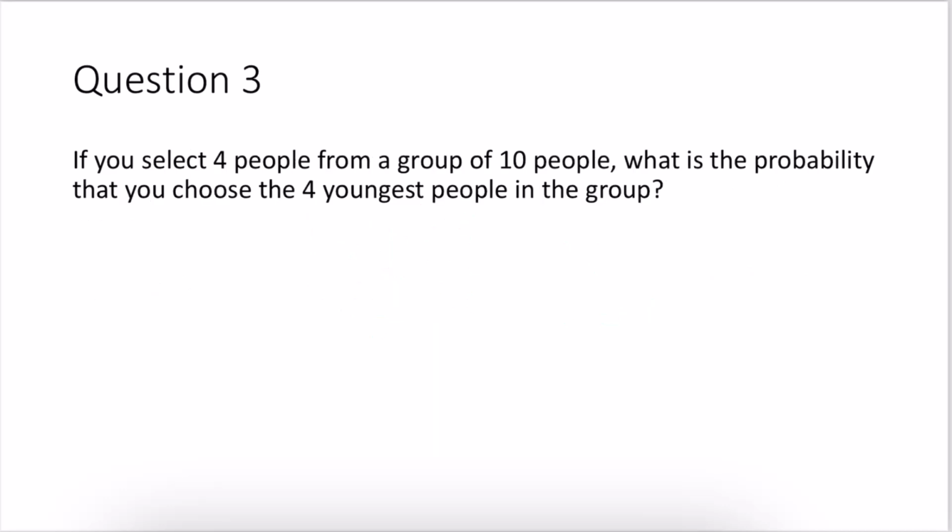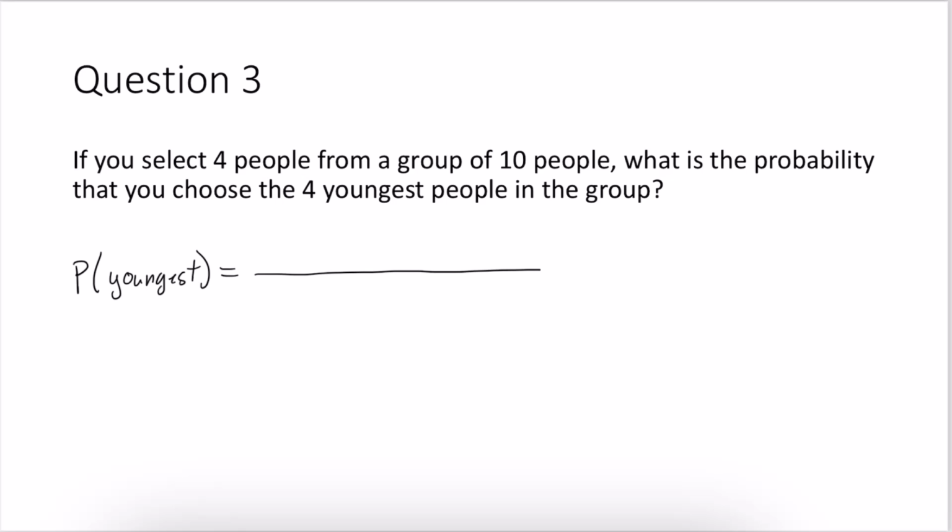And then for question 3, it says, if you select 4 people from a group of 10 people, what is the probability that you choose the 4 youngest people in the group? Okay, so the desired outcome is that we choose the 4 youngest in the group. And the number of desired outcomes is going to be, well, actually, let's do possible outcomes first.